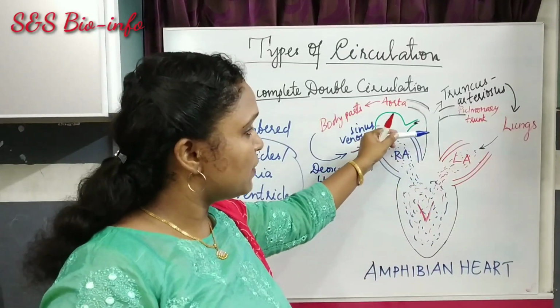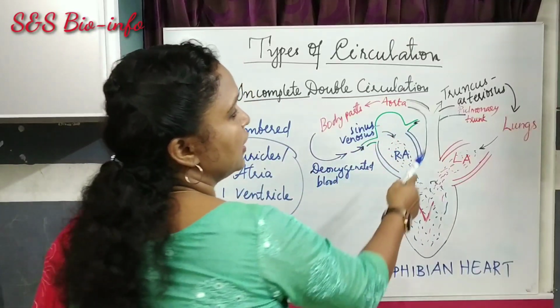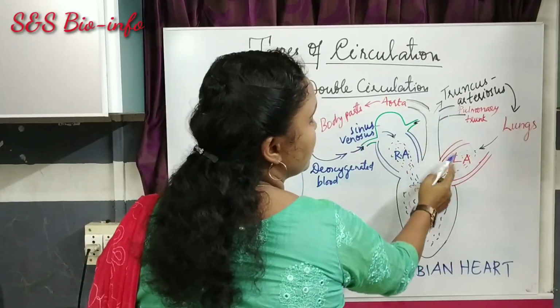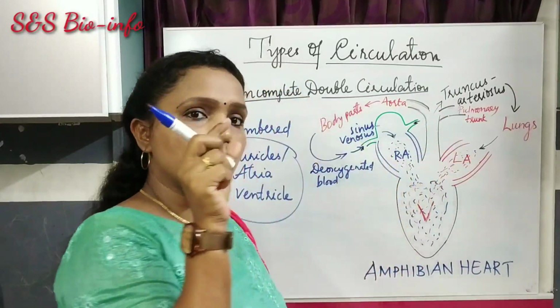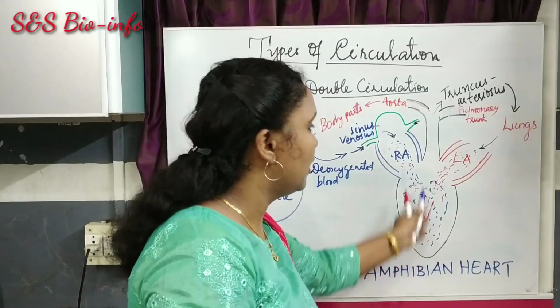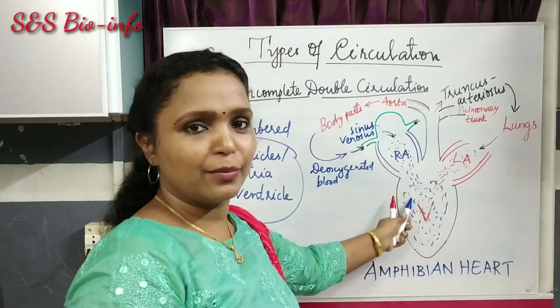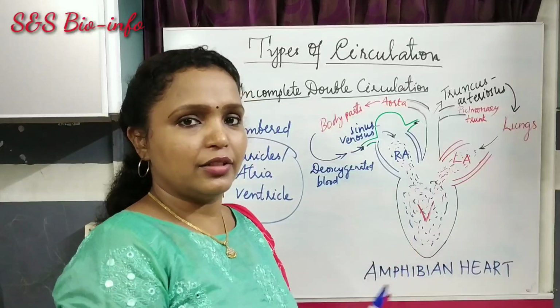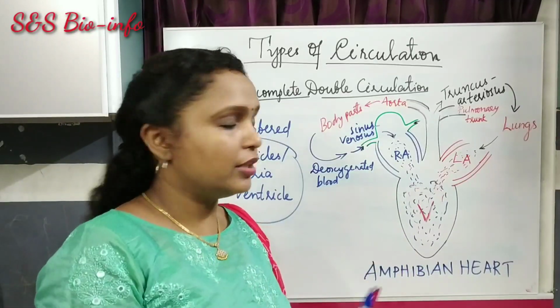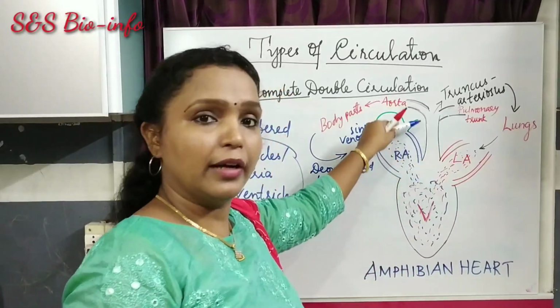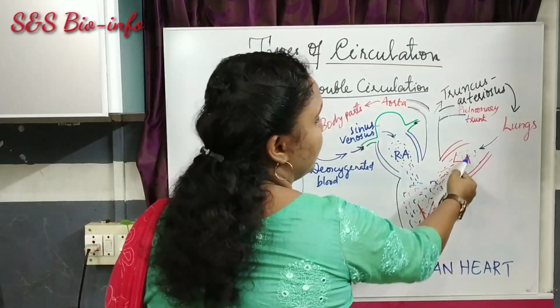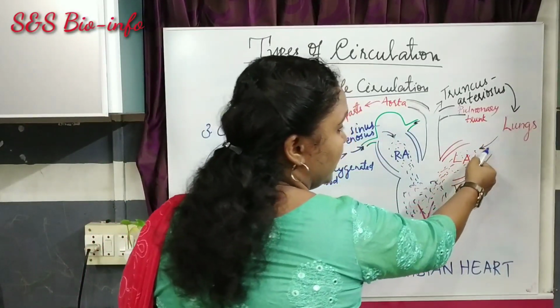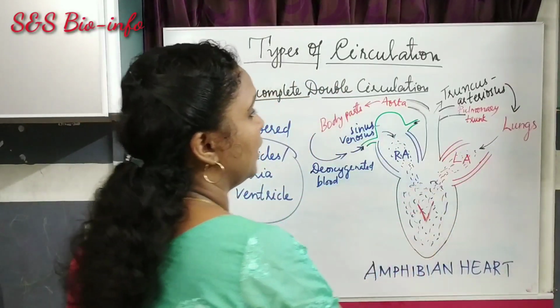At the same time, listen. Here you can see a truncus arteriosus, a major tubular part that arises from the ventricle. As it is a diagrammatic representation, I cannot show you the correct origin, but you can understand this is from the ventricle. The left atrium receives the oxygenated blood, or pure blood, from the lungs.